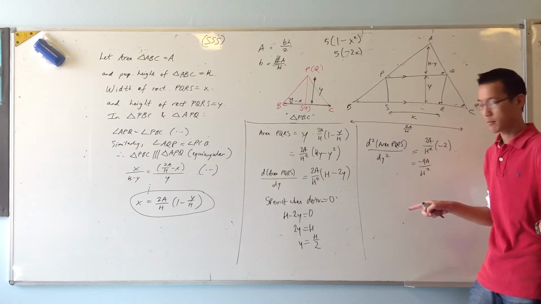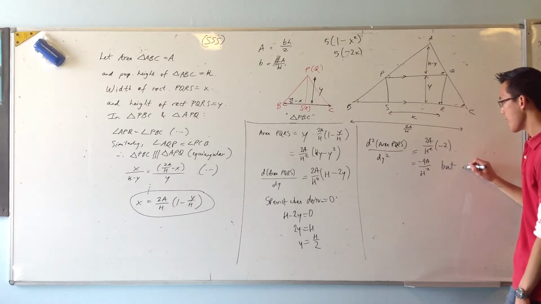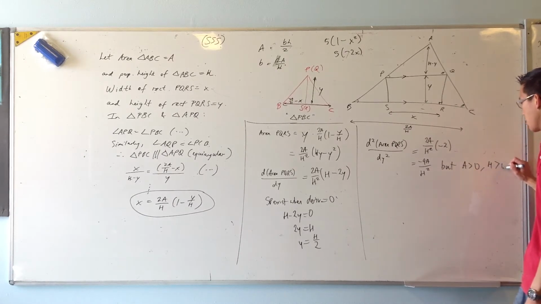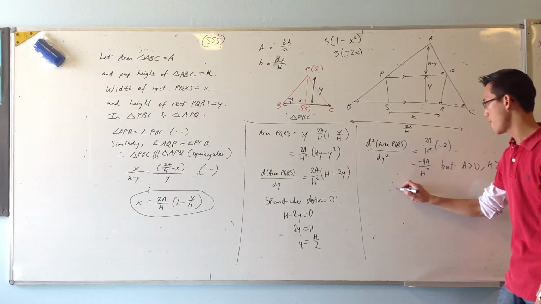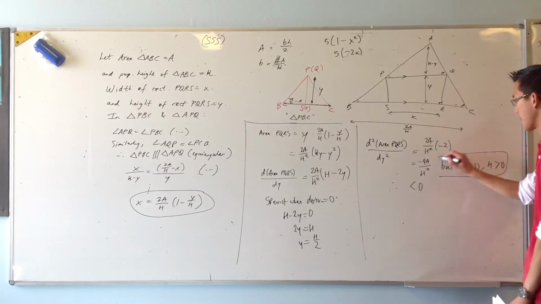Is it negative? Yeah, it is negative, because a is greater than 0, it's an area. And h is greater than 0 because it's a length. Therefore, this is negative. Now, that's crucially important to make that point.